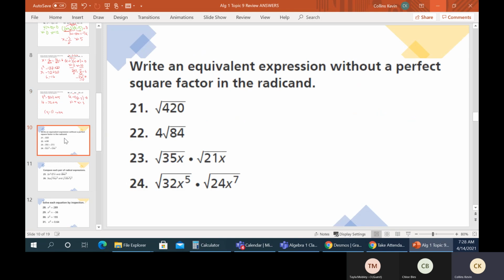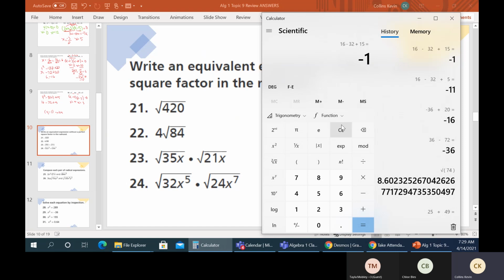All right. So this says write an equivalent expression without a perfect square factor in the radicand. So that means we're reducing the fraction. So what we need to do is figure out the biggest square root that will go into this number. All right, so our first perfect square is 4, right? 2 times 2. So let's see if that works.